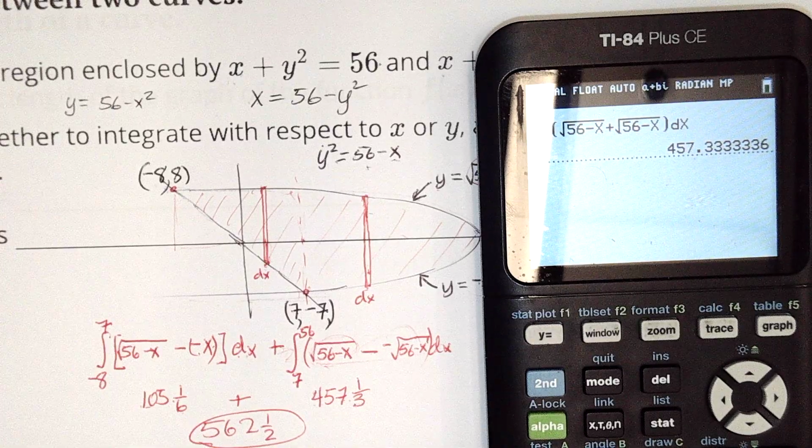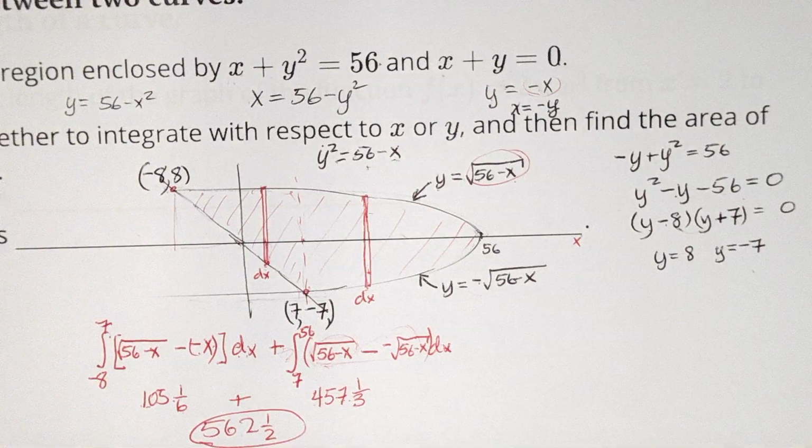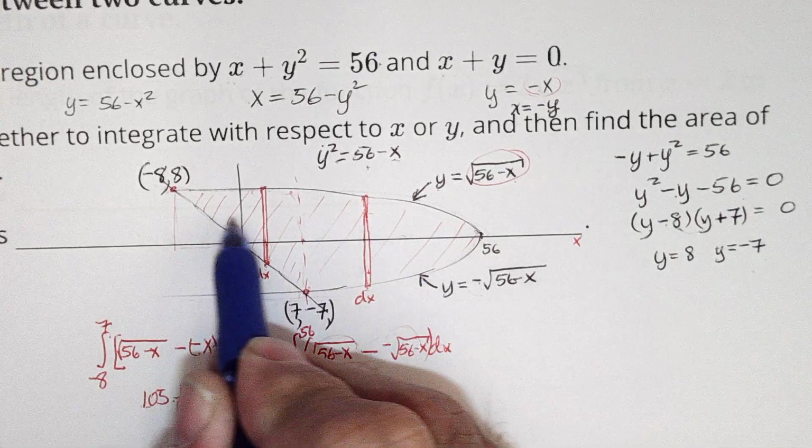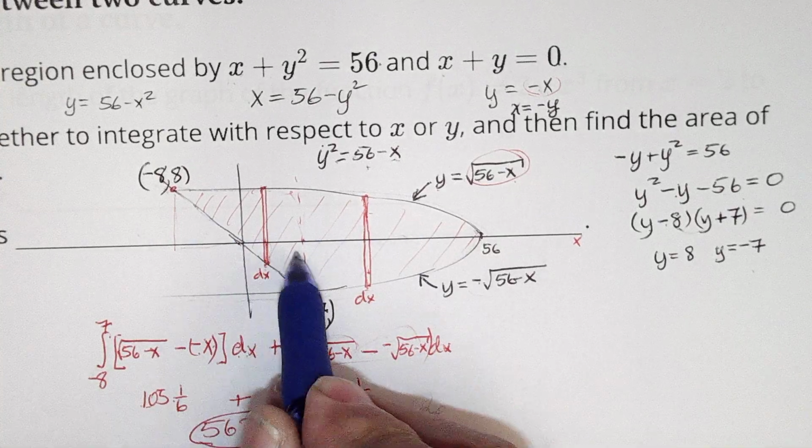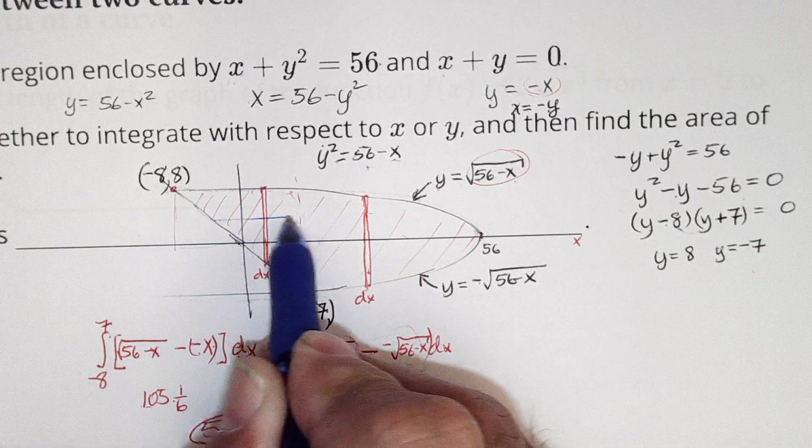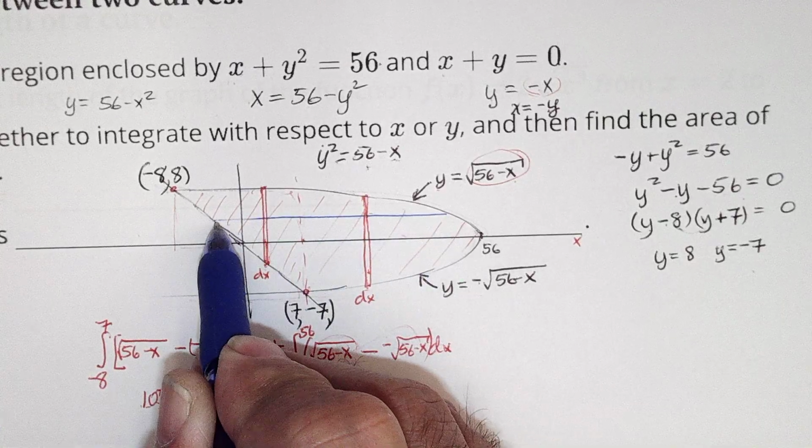Okay, now I said I was going to do it 2 ways. Now let's do it horizontally, which is, I think you'll find, a whole lot less messy. So I'm getting my blue pen. Now I'm going to slice it horizontally. So a slice would be something like that.